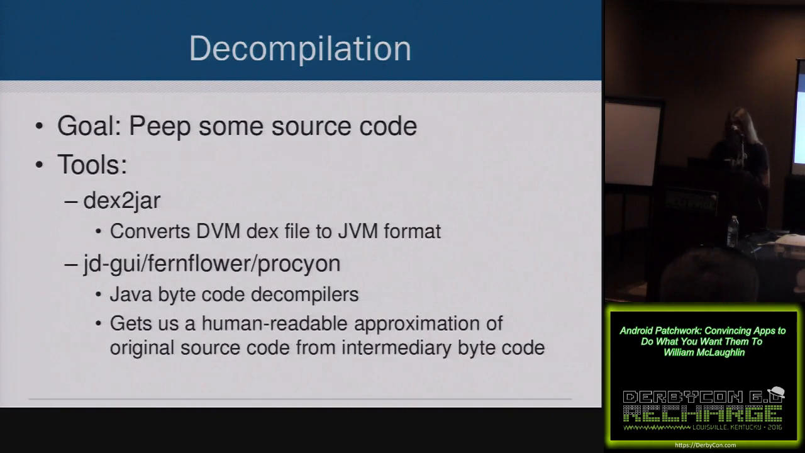First step is the decompilation. Our goal is to peep some source code. We have a couple tools we're going to use, the first of which is dex2jar. This is a small program. It will convert the Android classes to the normal Java class style, so then we can use a Java decompiler such as JD-GUI, Fernflower, or Procyon to give us that human-readable approximation of the original source code I mentioned.